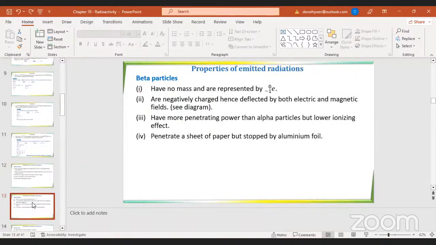Beta particles have almost no mass and are negatively charged. We normally assume they are negatively charged, so they are deflected by both electric and magnetic fields. They have more penetrating power when you compare them to alpha particles, but low ionizing effect.